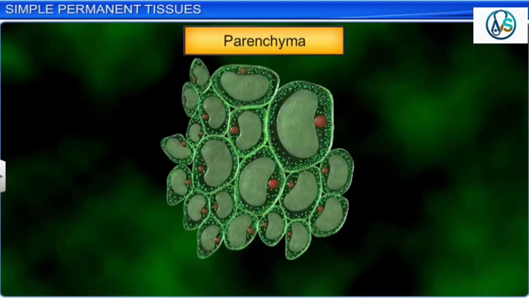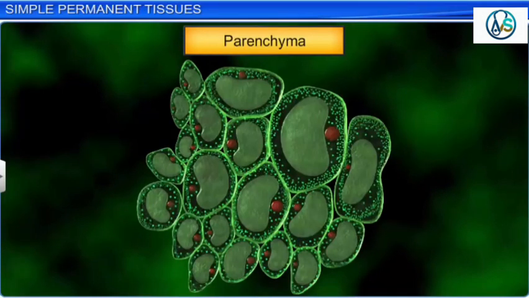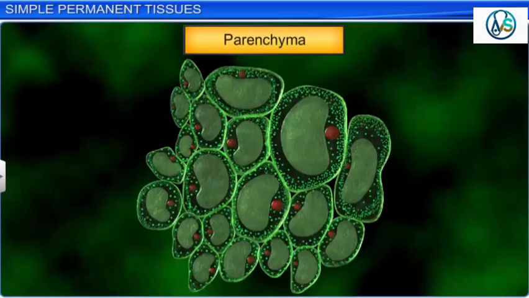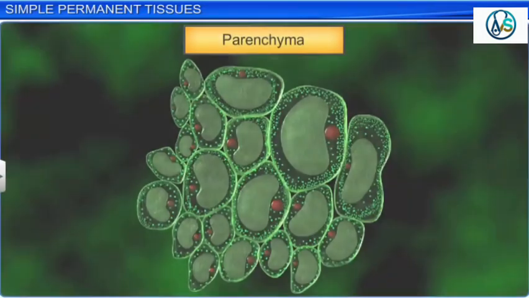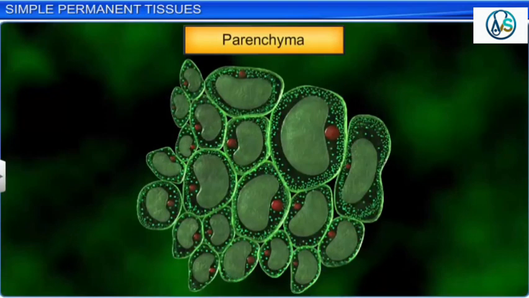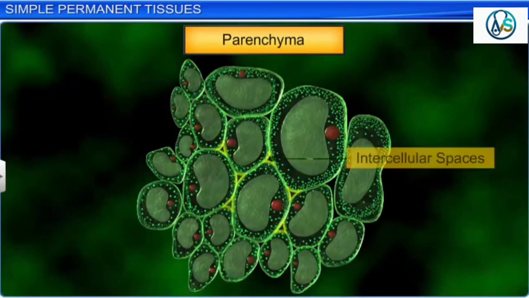Parenchymatous cells are of different shapes, such as sphere, oval, round, polygonal, or elongated. The cell walls are thin and made up of cellulose. Parenchymatous cells may be closely packed or have small intercellular spaces between them.